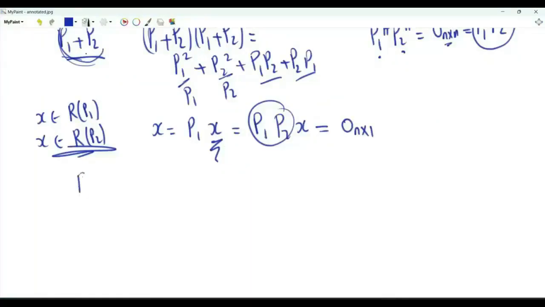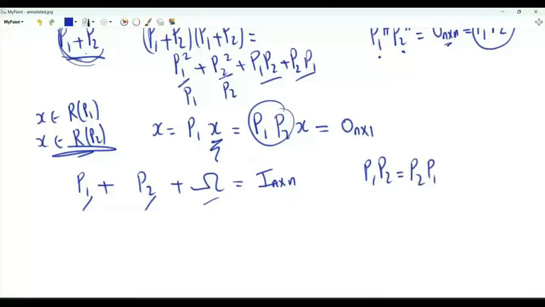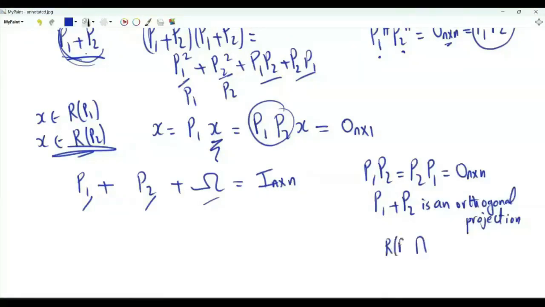Here are our results so far. We had three matrices, P1, P2, and omega. Their sum is identity. P1 is an orthogonal projection matrix. P2 is an orthogonal projection matrix. Omega is a Hermitian positive semi-definite matrix. We have proved that P1 P2 is equal to P2 P1, equal to the 0 matrix. P1 plus P2 is an orthogonal projector. The intersection between the range of P1 and the range of P2 is the 0 vector.